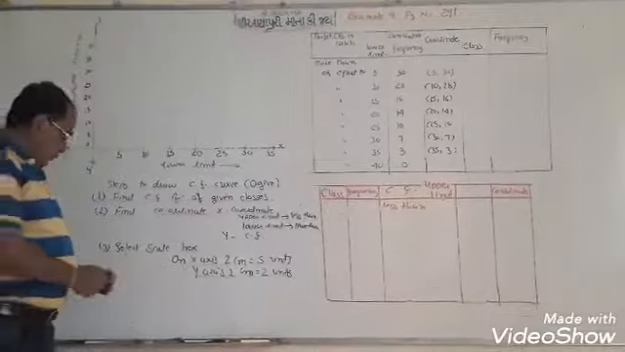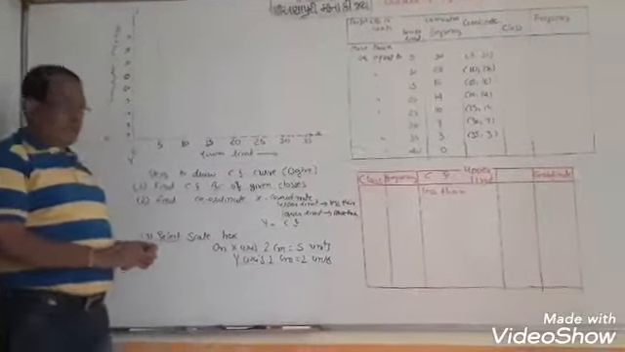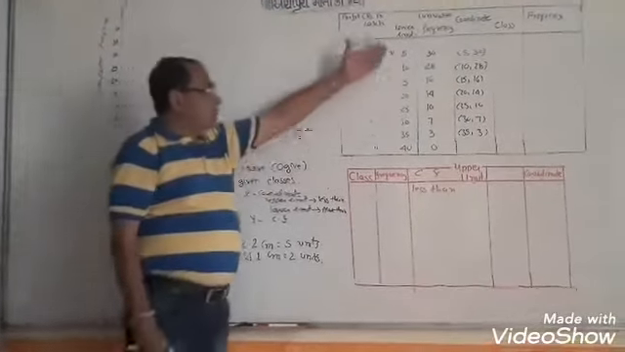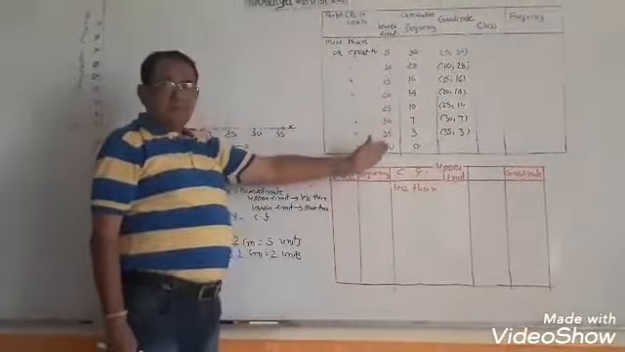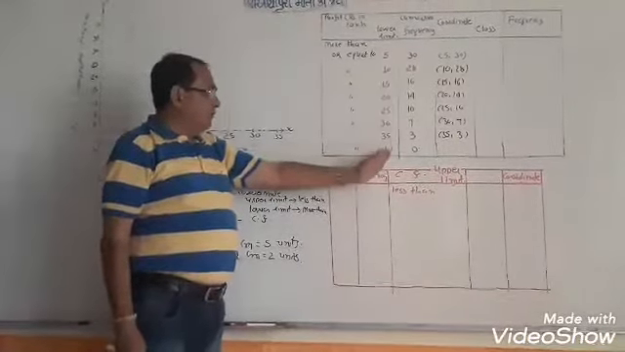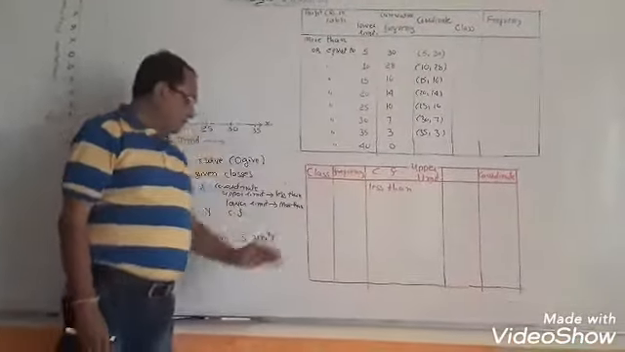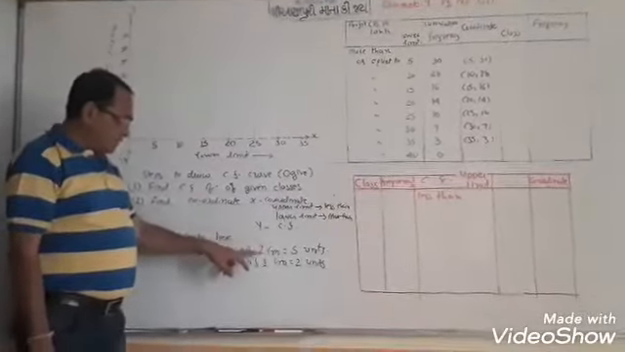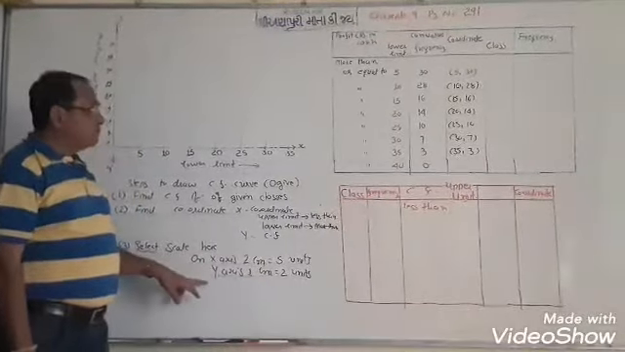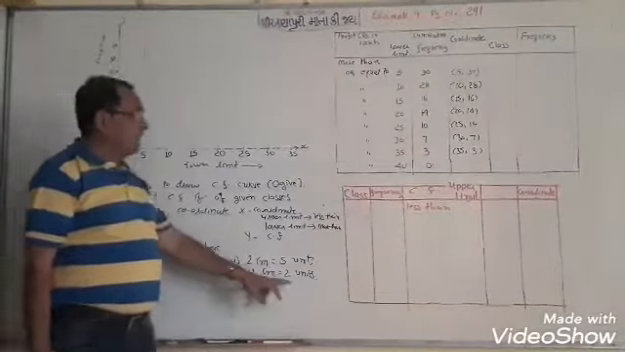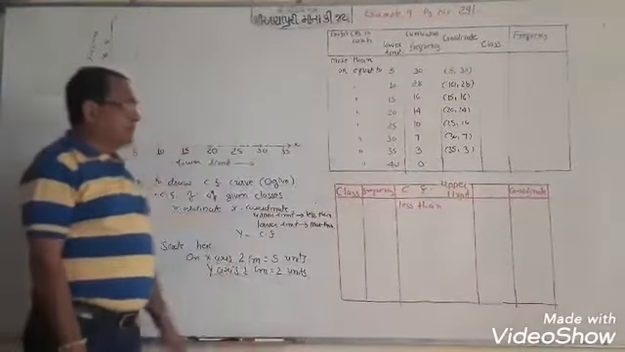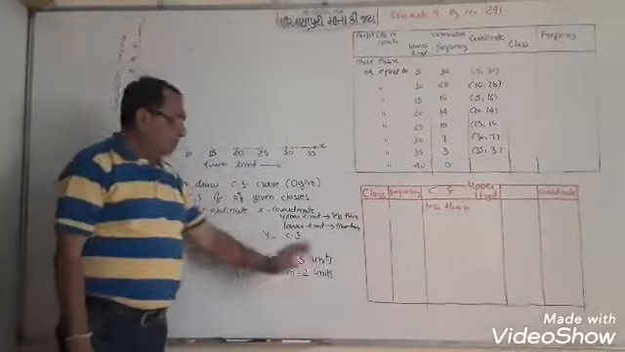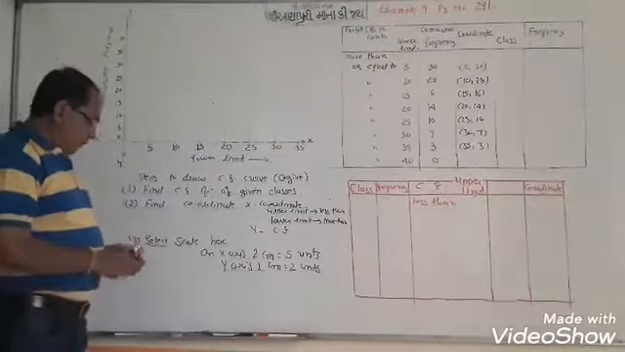Now it is important: select the scale on the x-axis and on the y-axis. According to the maximum and minimum values, you have to select the scale. That we have already done in standard 9. On the x-axis 2 cm is equal to 5 units. On the y-axis 1 cm is equal to 2 units. Clear? Understand how we select it. Now we will plot it.